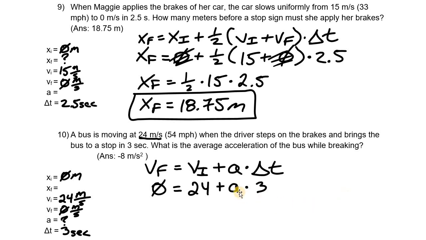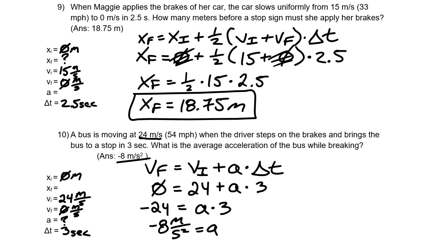So our a is what we need to isolate. Let's get rid of our first term, this positive 24. How do we get rid of a positive 24? Simply by subtracting 24 on both sides of the equation. And that will give us this. And how do we get rid of this multiplication of 3? Simply divide both sides by 3, and we will get negative 8 meters per second squared, and that's equal to our acceleration, which is the answer that we get right there.